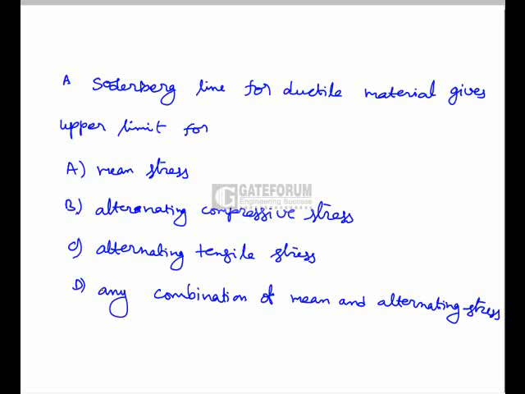Soderberg line for ductile material gives upper limit for. Here the options are mean stress, alternating compressive stress, alternating tensile stress, any combination of mean and alternating stresses. So here the Soderberg line is meant for any combination of mean and alternating stresses. So the right option is D.